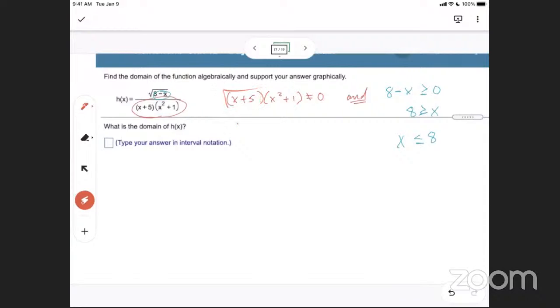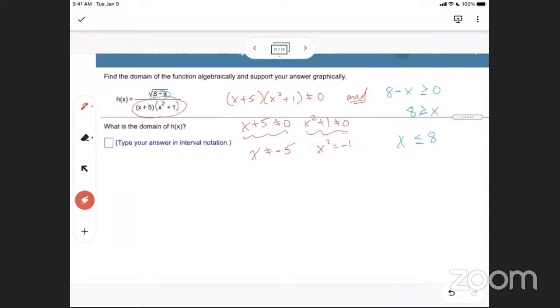Either this equals 0. So x plus 5 can't equal 0, and x squared plus 1 can't equal 0. This means x can't equal negative 5. And this means x squared can't equal negative 1. Is x squared ever going to equal negative 1?